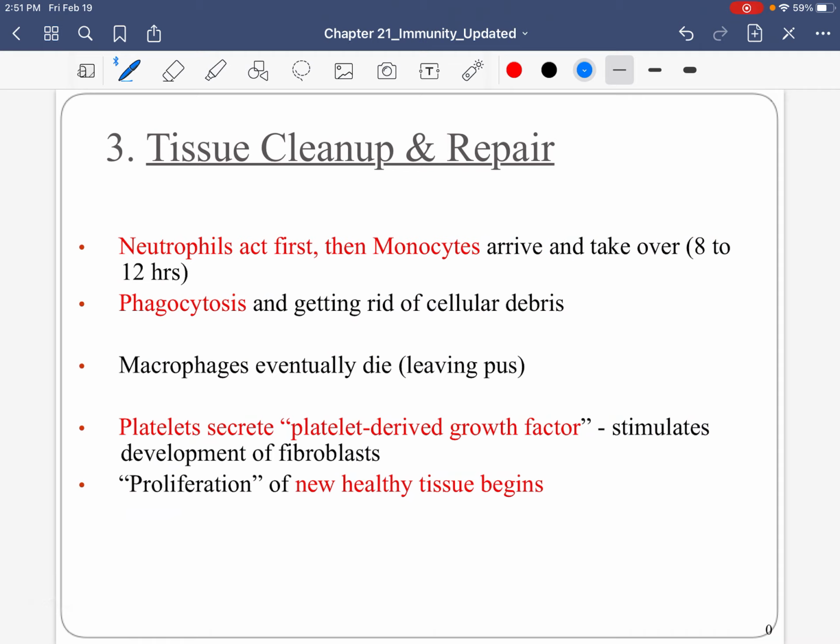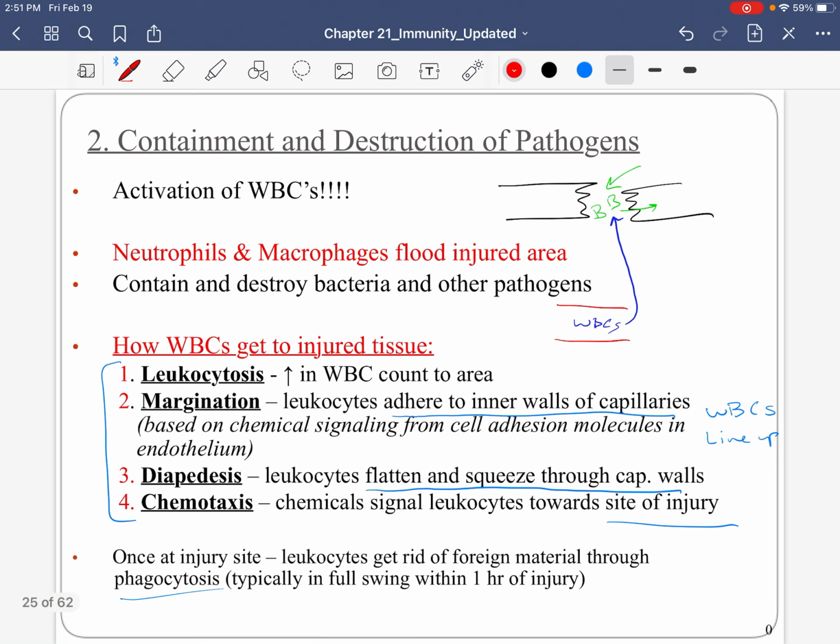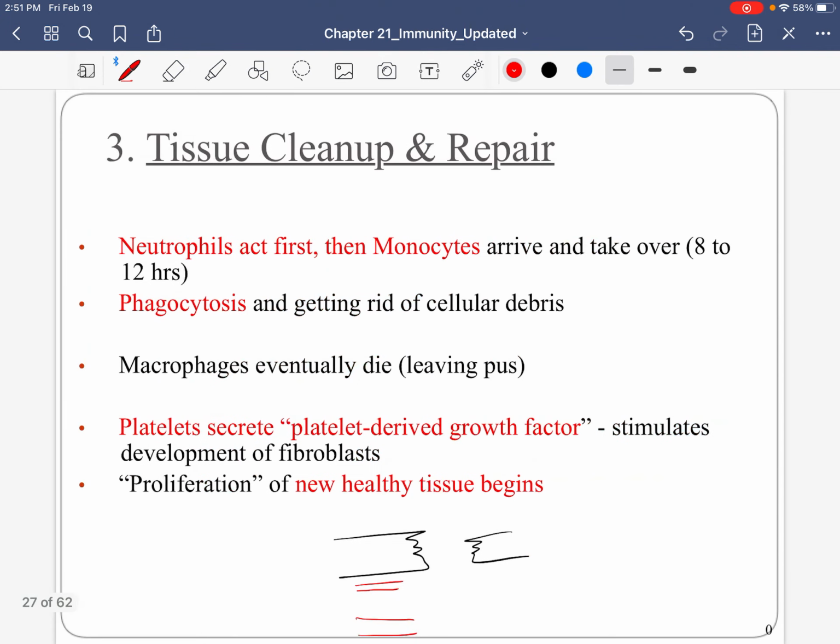This is the third and final phase. So we had our tissue damage. Our initial phase was mobilization, where the nearby blood vessels constrict and the further away blood vessels dilate, so we can bring in white blood cells. Our second phase was called containment and destruction of pathogens. Our second phase is when these white blood cells arrive and then they move into the damaged tissue.